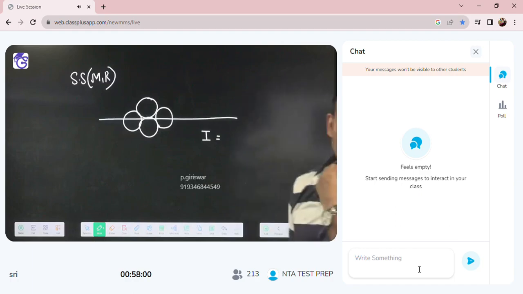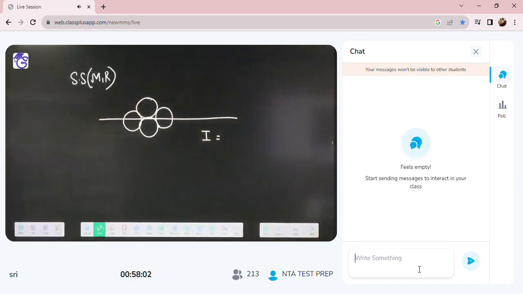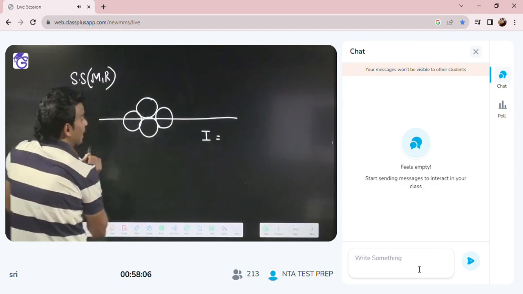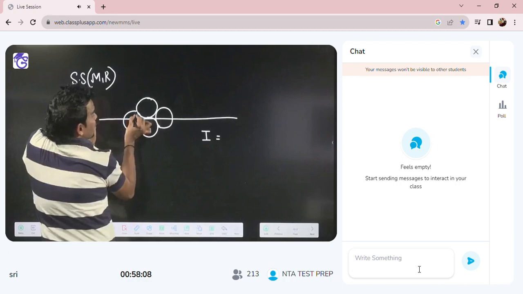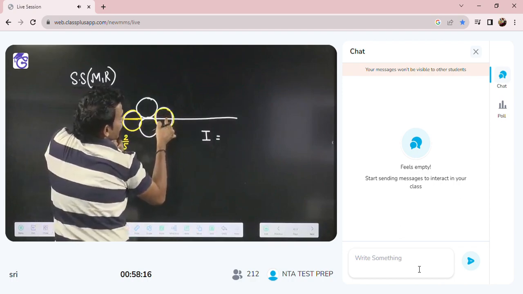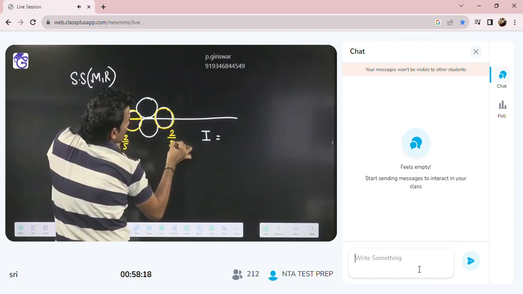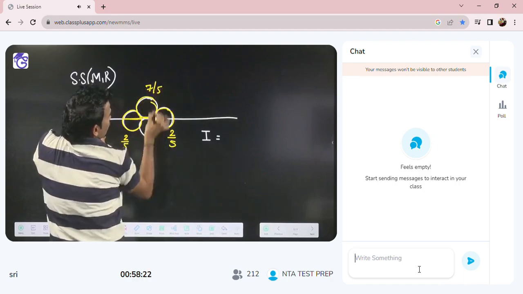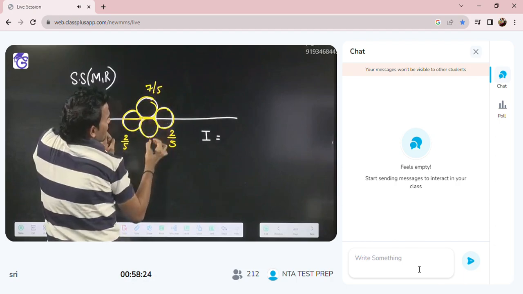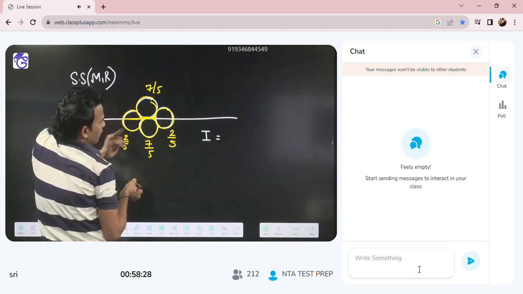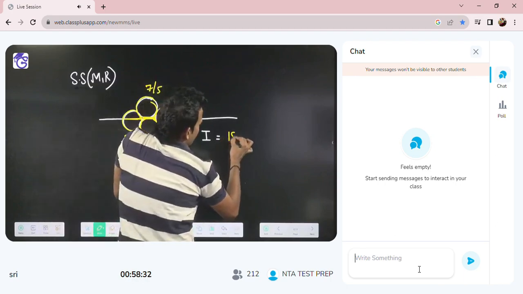For this you will simply say, for this solid sphere the axis is the center, so 2 by 5 mr square. For this solid sphere also the axis is the center, 2 by 5 mr square. For this solid sphere the axis is tangent, 7 by 5 mr square. For this one also the axis is tangent, 7 by 5 mr square. Add them and you'll get the total. So 7, 7, 14, 14 plus 4, 18 by 5 mr square.